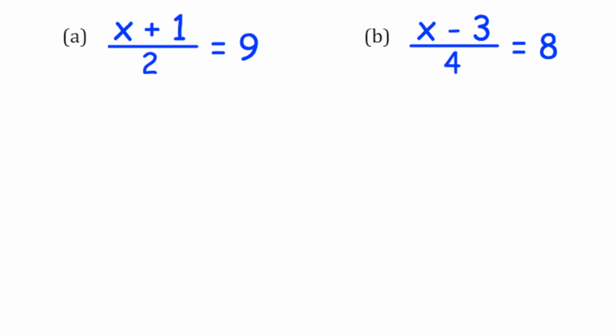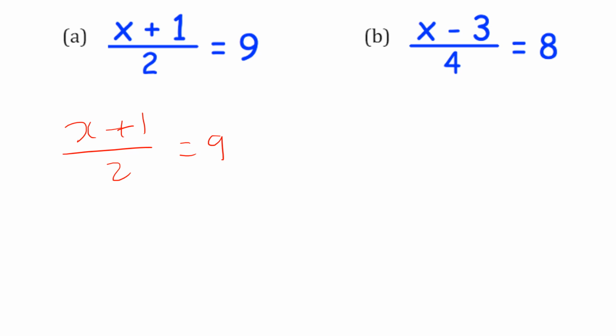On to a bit more trickier questions. Here we have x plus 1. Here's one operation. All divided by 2. x plus 1 divided by 2 equals 9. Remember, we can only touch the x last. We have a plus, we divide by 2, which we have to get rid of in order to touch the plus 1 and the x.